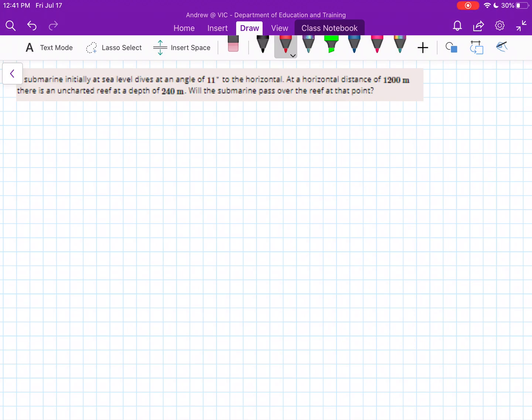Hi all! So, we got another problem here looking at applying trigonometry. So, we'll just go through this question. We've got a submarine initially at sea level, dives at an angle of 11 degrees to the horizontal, at a horizontal distance of 1,200 meters. Okay? There is an uncharted reef at the depth of 240 meters. Will the submarine pass over the reef at this point? Okay, so that's what we need to ask. Will it pass over at this point? So we need to apply some trigonometry.